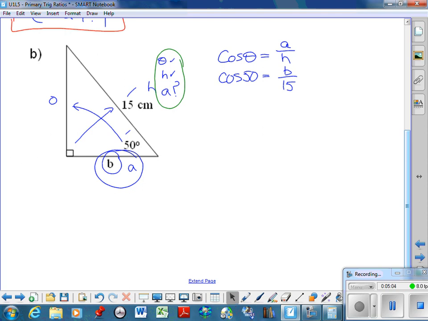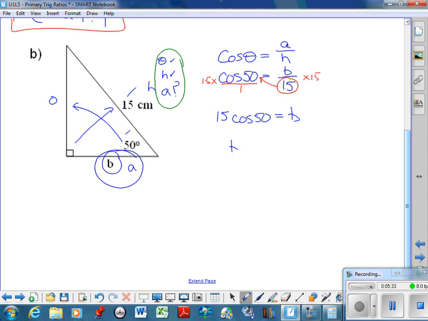How do I get b by itself? Two ways. You can think of it as a partial cross multiplication. Or you could say, what's happening to the b? It's being divided by 15. Opposite of dividing is multiplying. It doesn't matter to me which way you see it, as long as you get the answer, 15 multiplied by cos of 50. So again, the efficient people, you can leave it in that form because that's an exact answer.